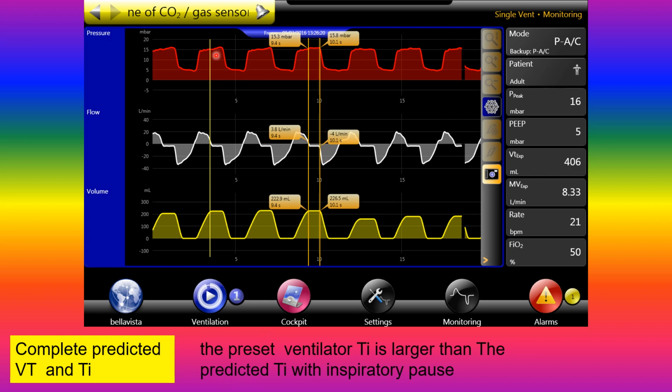This is a case of complete predicted tidal volume and inspiratory time. Look at the tidal volume, the flow came to zero, and here there is an inspiratory pause, which means that the preset ventilator inspiratory time is larger than the predicted inspiratory time.